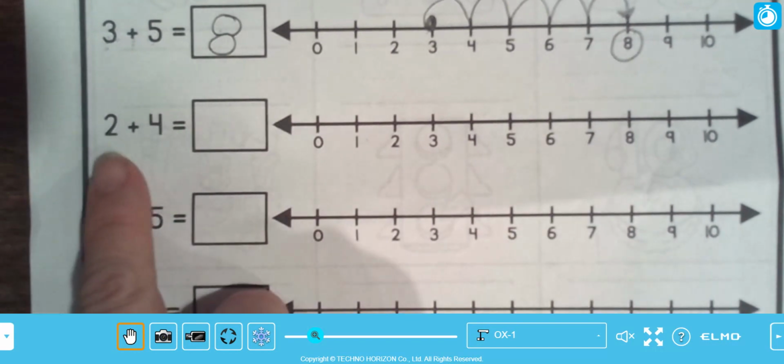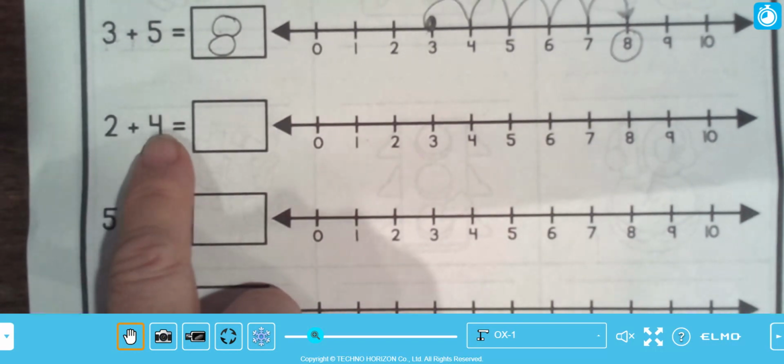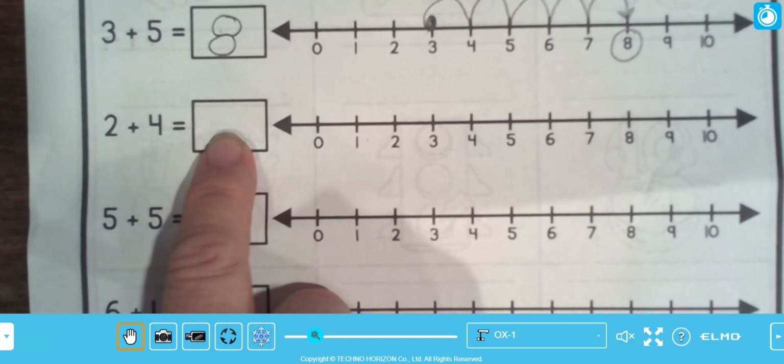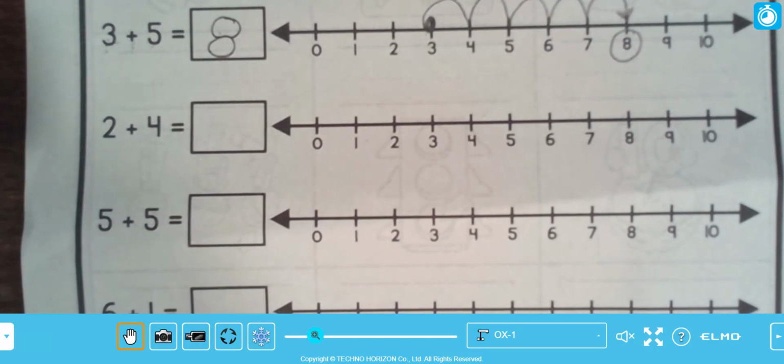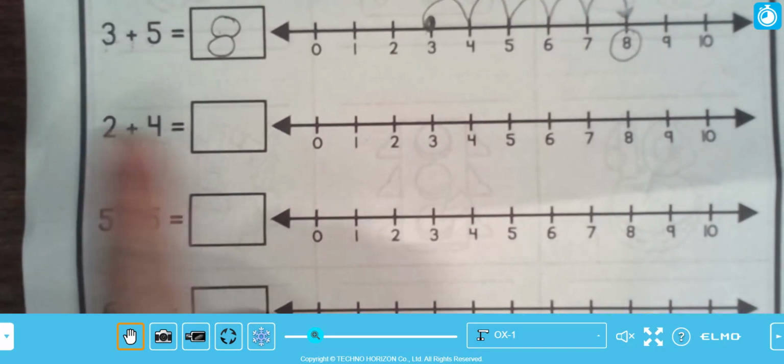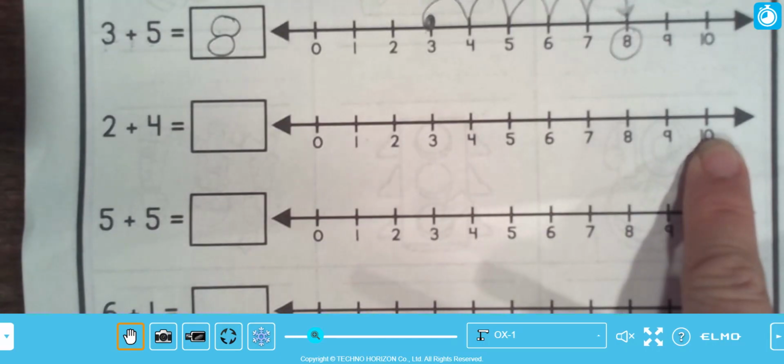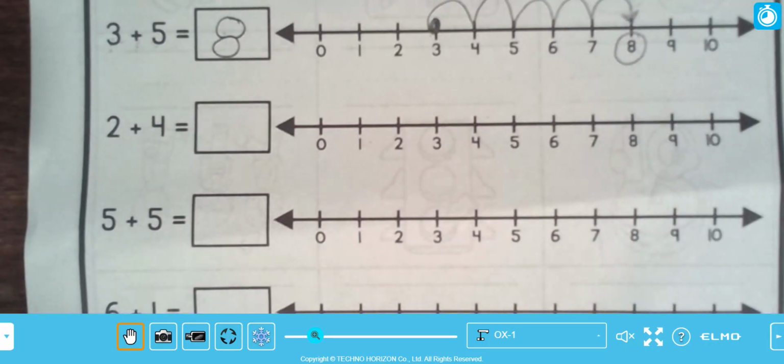Okay. 2 plus 4 equals blank. Okay, so where are we going to start? Yeah, we're starting with the 2, right? So on this number line, find the number 2 and make a big dot on it.